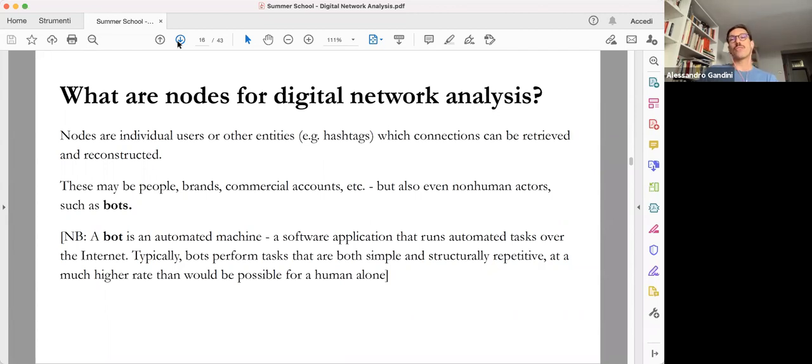We can also have networks that combine human and non-human users, which means bots. A bot is an automated machine, essentially a software application that runs automated tasks, and as Guido showed us yesterday, there are ways to actually detect bots in the context of large digital networks. This is quite important to do because, especially in the context of public opinion, actors or groups of actors employ bots to make sure that certain information circulates more than others.